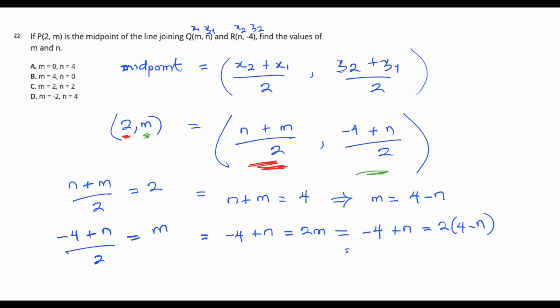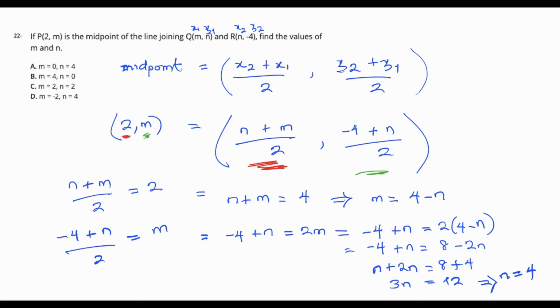So this is going to be minus 4 plus n equals 2 times 4, which is 8, and 2 times minus n is minus 2n. If we collect like terms, sending minus 2n over here to become plus 2n, we have n plus 2n. And if we send minus 4 over here to become plus 4, that's 8 plus 4. So 3n, n plus 2n is 3n, equals 12. That means n equals 12 divided by 3. So n equals 4.